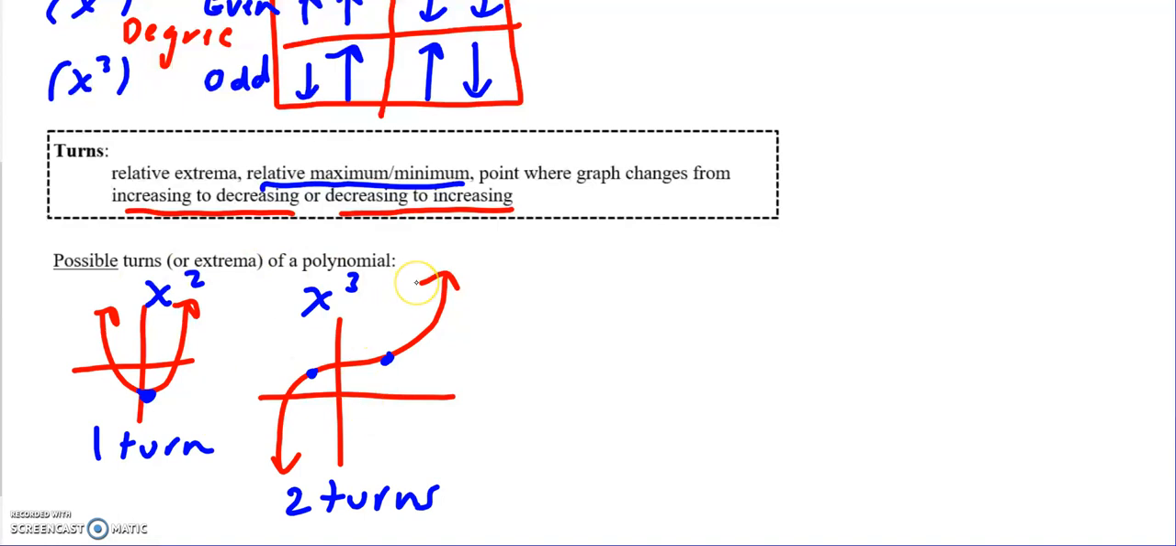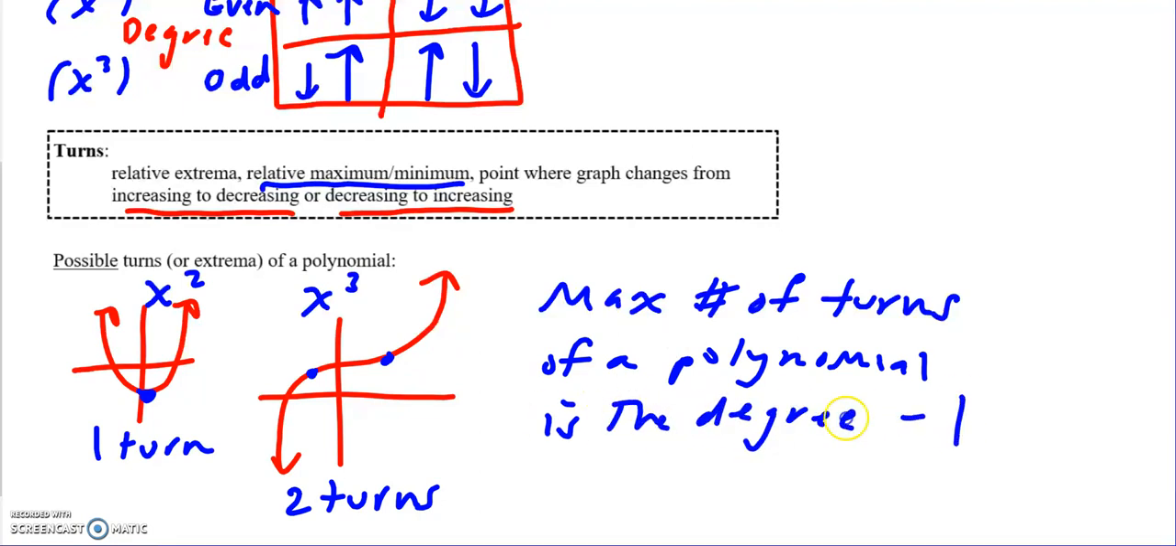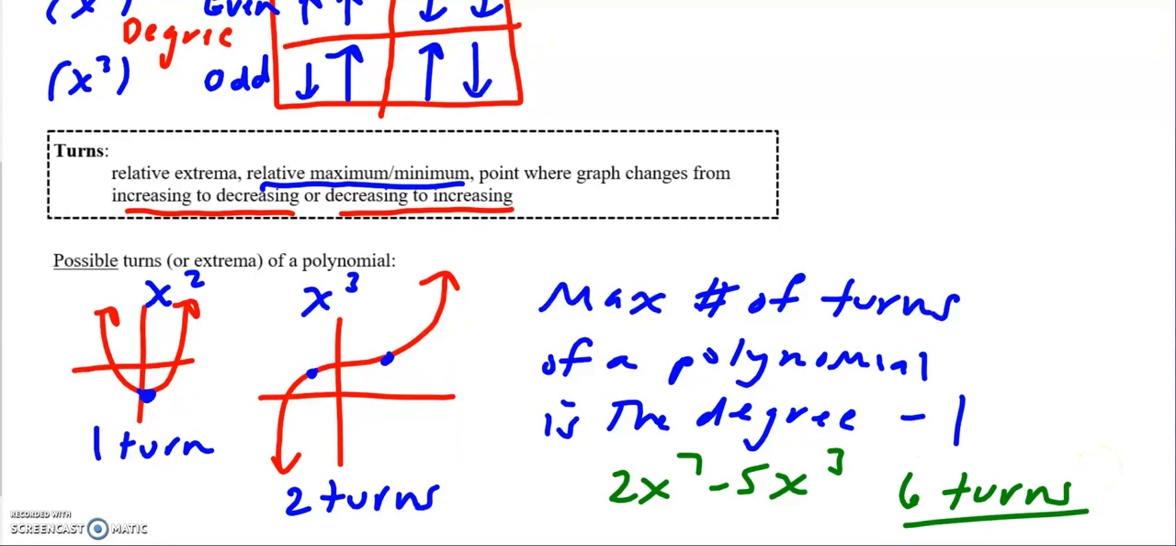So if I use this generalization, it seems that the max number of turns of a polynomial is the degree minus 1. So we'll go from cubic to 2, squared to 1. So for instance, if I gave you an example, like if I want you to say how many turns does the polynomial 2x to the 7th minus 5x to the 3rd have, you'd look at the highest degree and say that there has to be at most 6 turns. Now it's possible that the polynomial may not have exactly 6 turns, but that is the maximum that it could absolutely have.